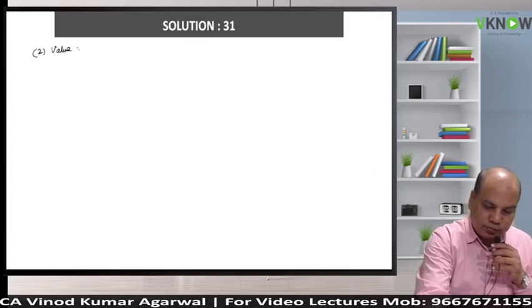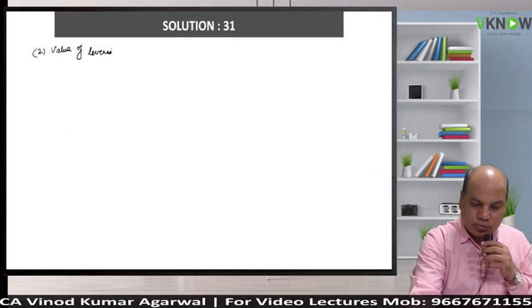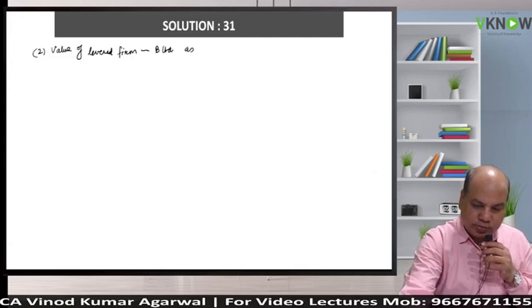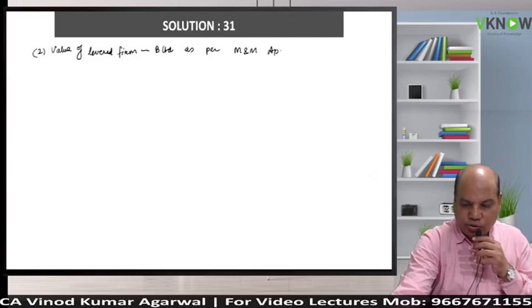Next heading, write down point number 2: value of levered firm B Limited as per M&M approach.